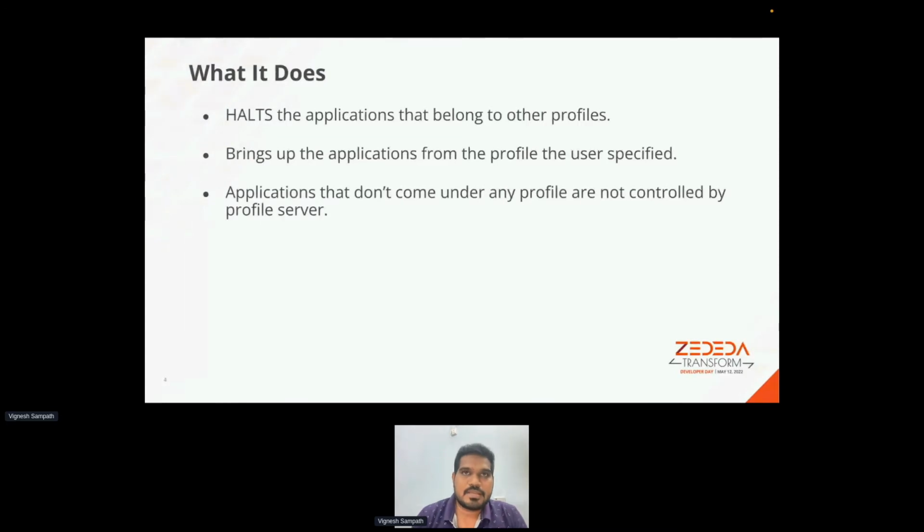For example, let's say applications 1, 2, and 3 belonging to profiles 1, 2, and 3 are deployed on an edge node, and then you go to the profile server and tell it, bring up the application that belongs to profile 1. The first thing it does is halt the applications app 2 and 3 that belong to profiles 2 and 3, which are not part of profile 1, and then it brings up the application or set of applications that belong to profile 1.